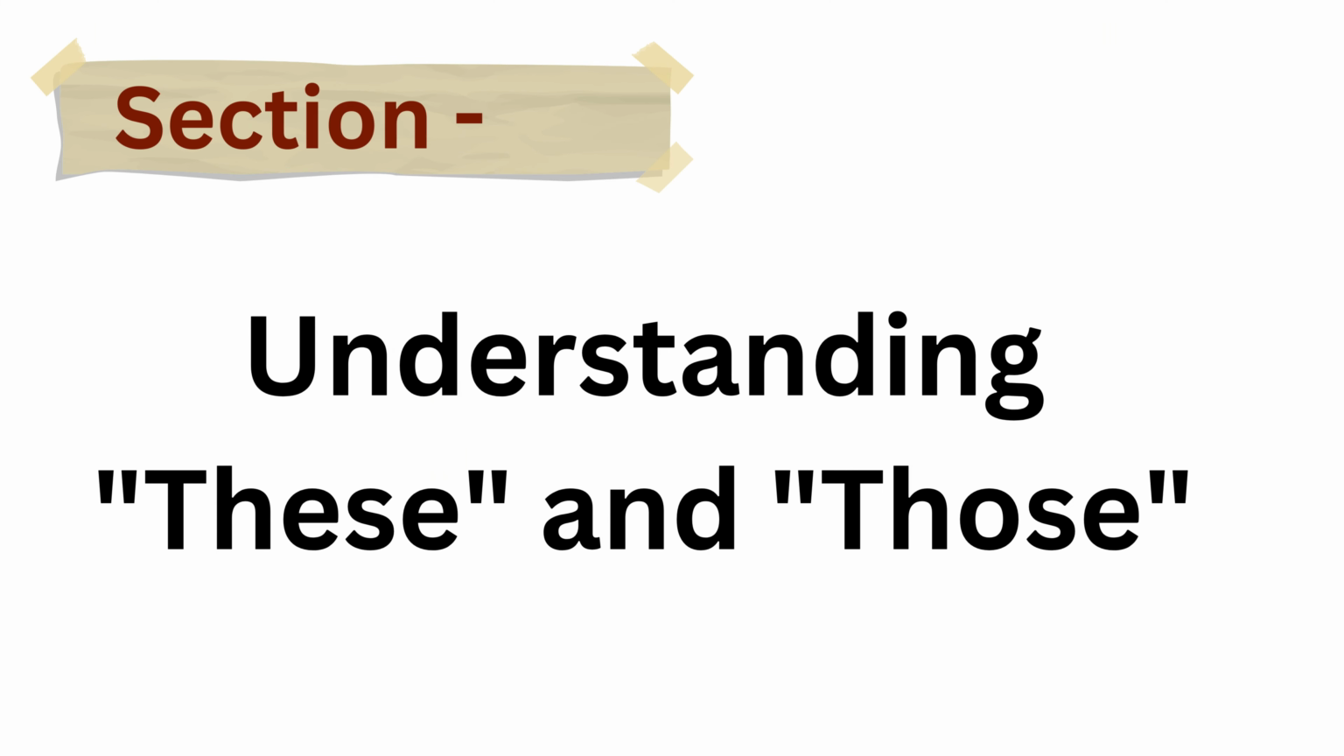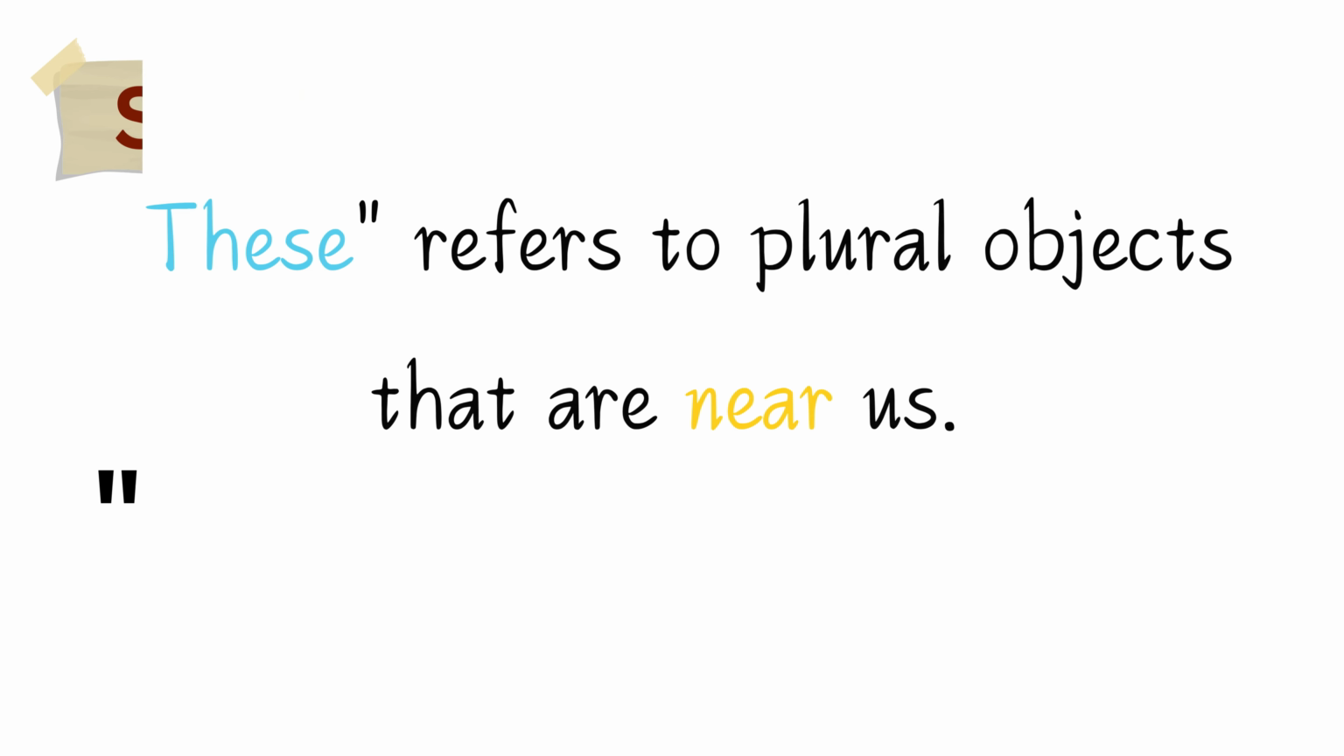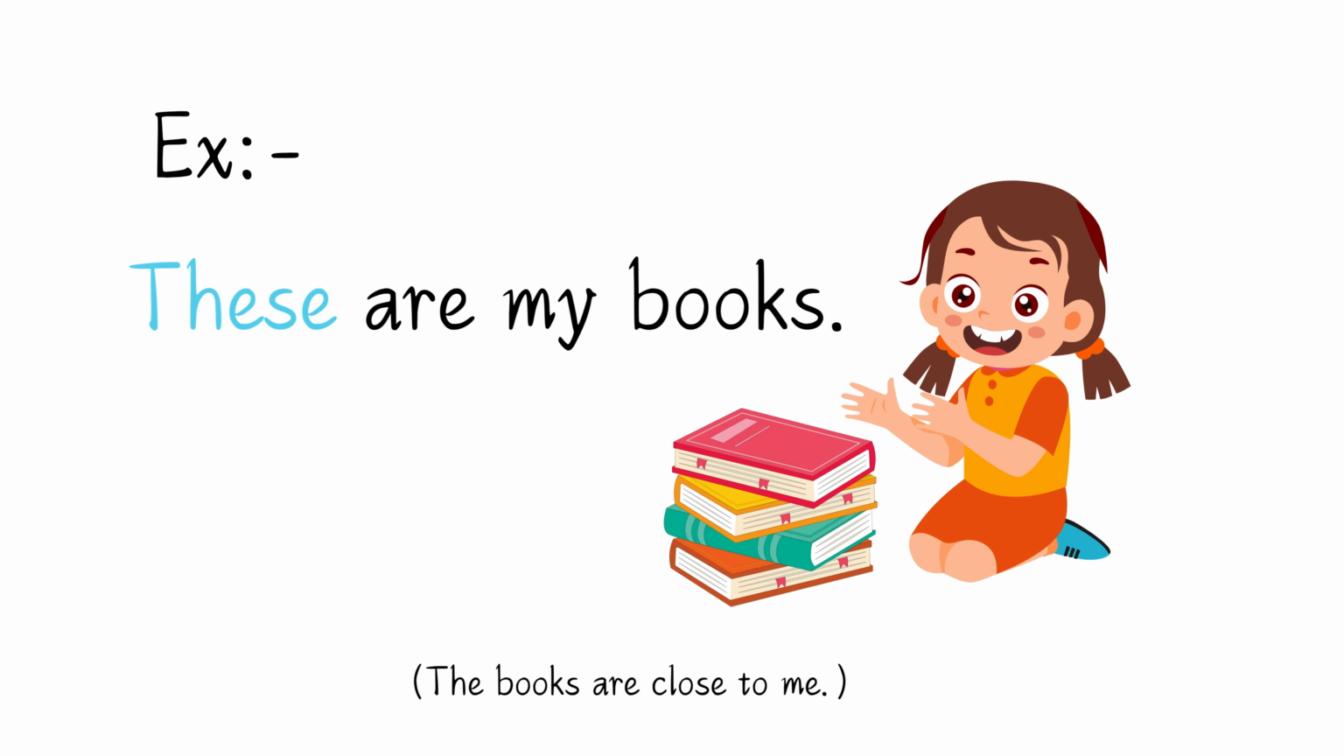Section 1. Understanding these and those. These refers to plural objects that are near us. Example: these are my books. The books are close to me.